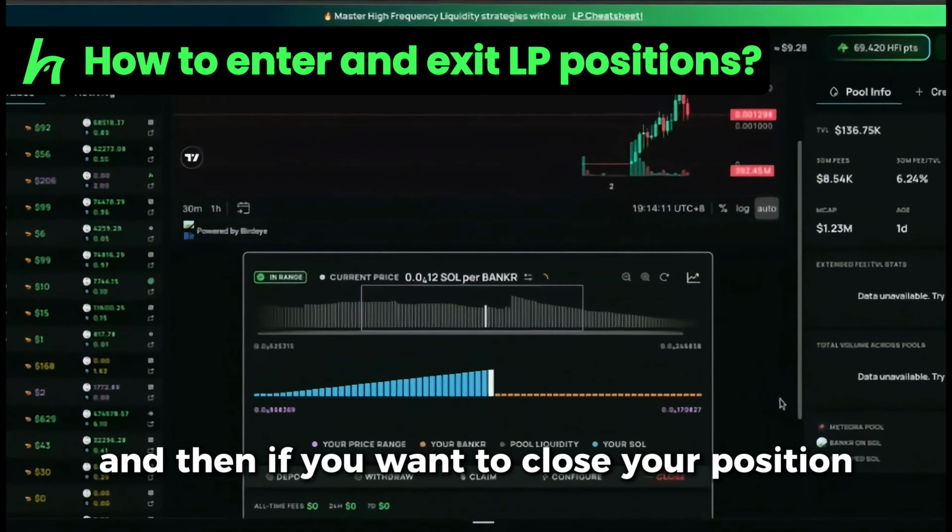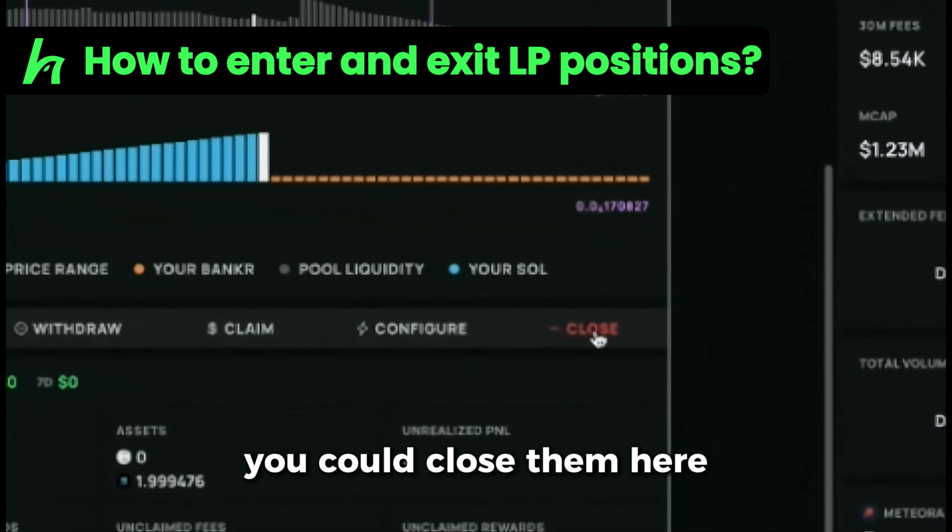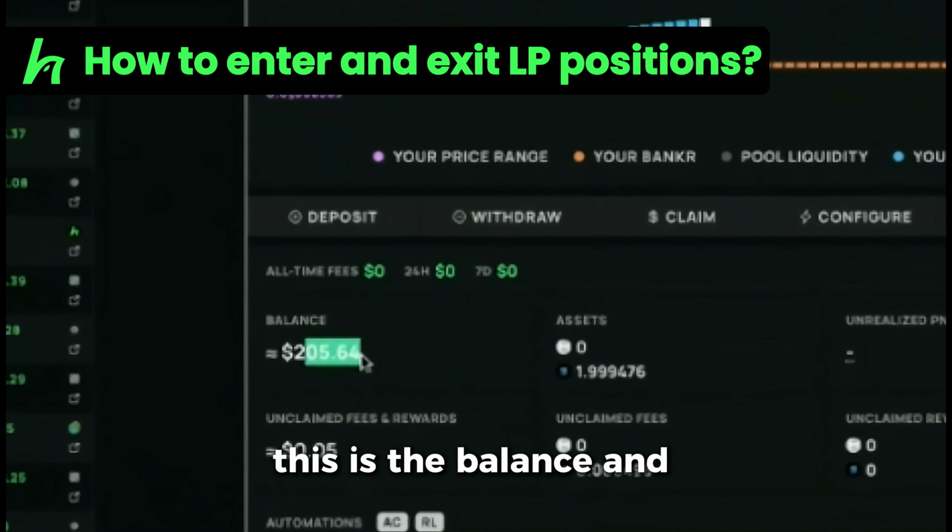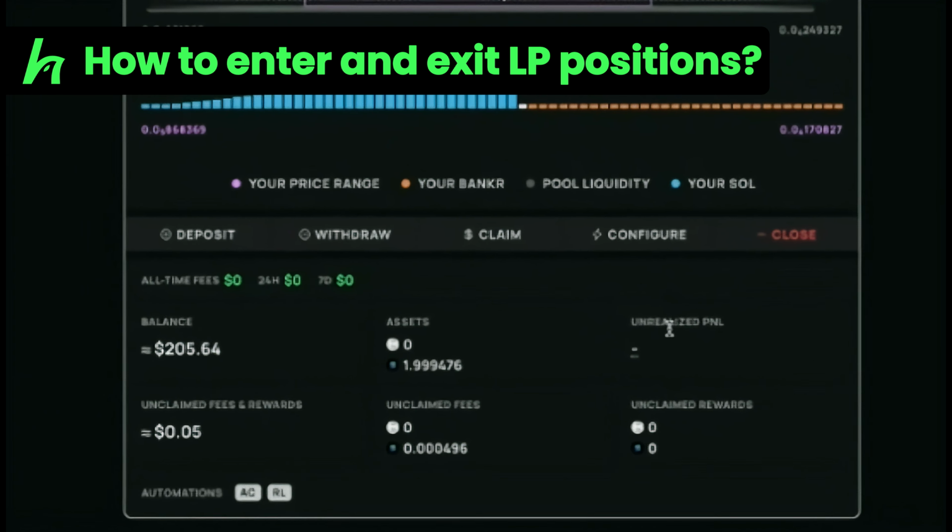There you go. And then if you want to close your position, you could close them here. The fees generated are here. This is the balance, and the PNL should load once fees start generating.